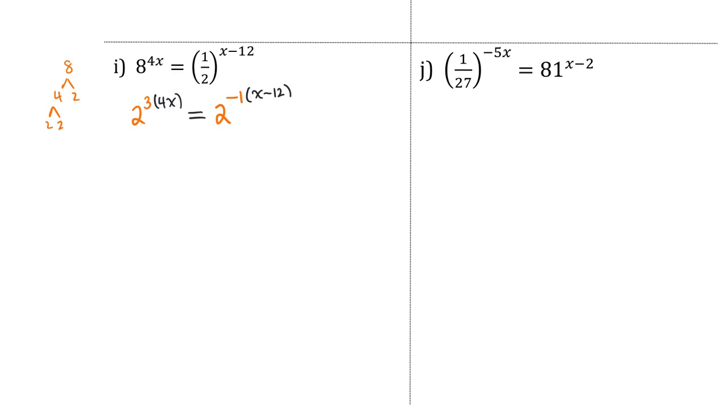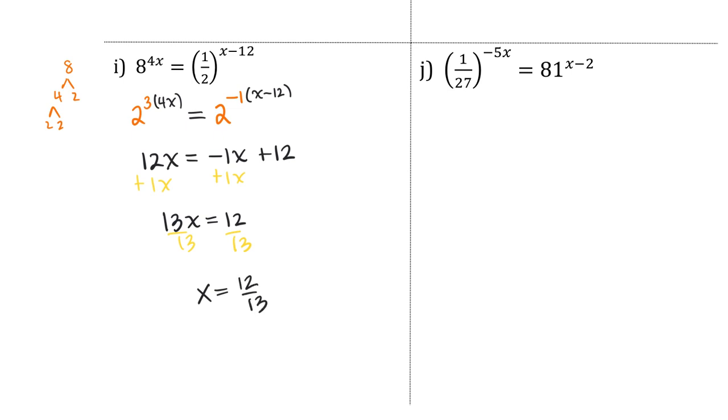Okay, so let me go ahead and set these equal. Should I multiply as I go? 3 times 4x is 12x. If I distribute the negative 1x, negative 1 times negative 12, positive 12. Okay, I'm going to move the x's together. And then divide by 13. Okay, x equals 12 over 13.